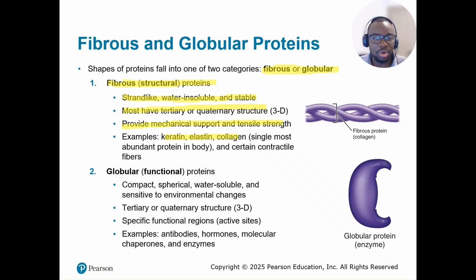Globular proteins are also called functional proteins. They are compact, spherical, and water-soluble, and very sensitive to environmental changes such as pH and temperature. They also have tertiary or quaternary structures. Most globular proteins have specific functional regions called active sites. Examples include antibodies, hormones, enzymes, and more.